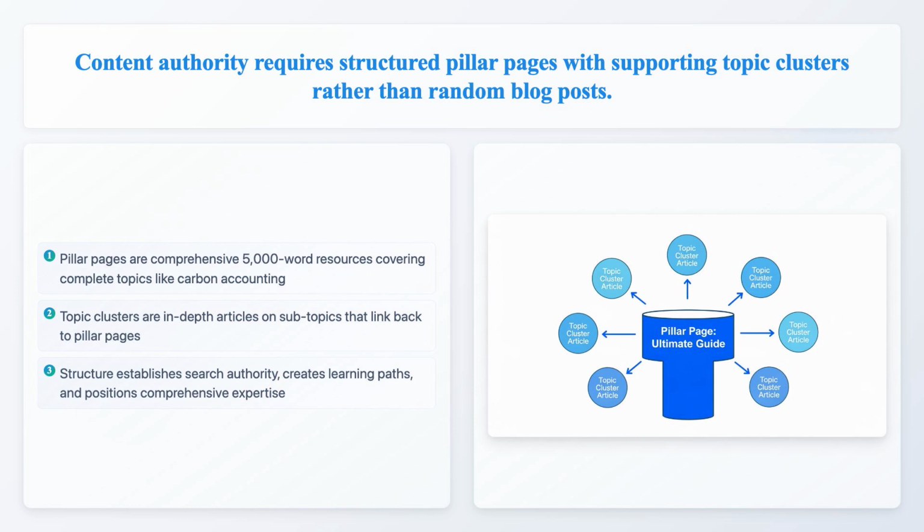Around each pillar, you create a topic cluster, a series of in-depth articles on specific subtopics that link back to the pillar. For carbon accounting, your cluster might include understanding Scope 3 emissions, choosing carbon accounting software, and automating emissions data collection. This structure serves three purposes. It establishes topical authority for search engines, creates a logical learning path for prospects, and positions you as a comprehensive resource rather than just another vendor with opinions. When prospects research carbon compliance, your pillar pages should be their first and most valuable discovery.